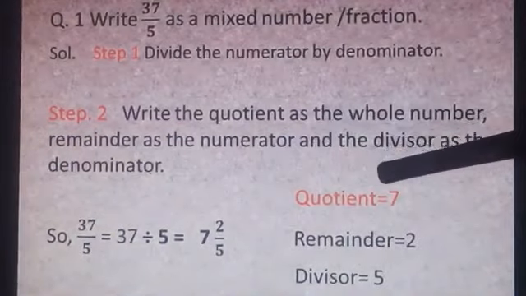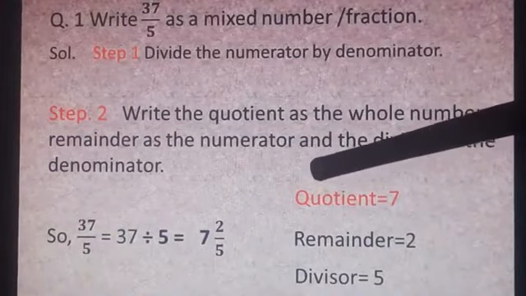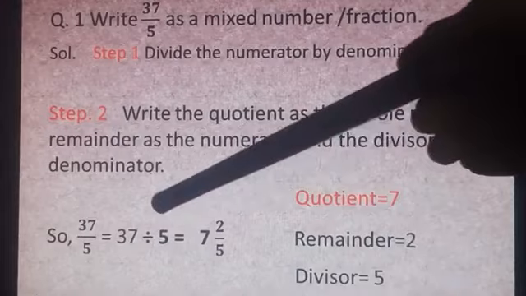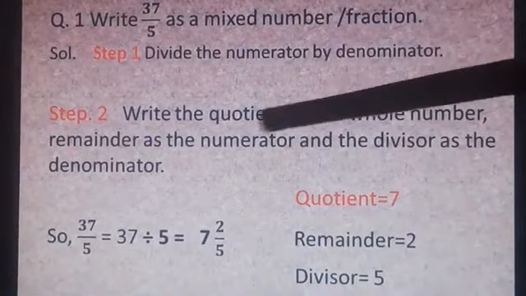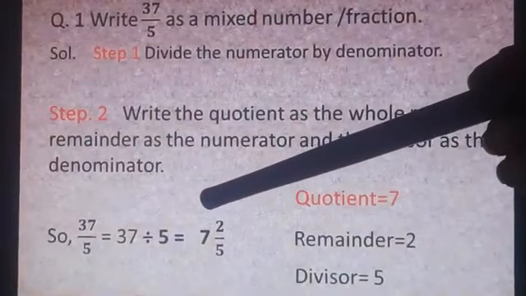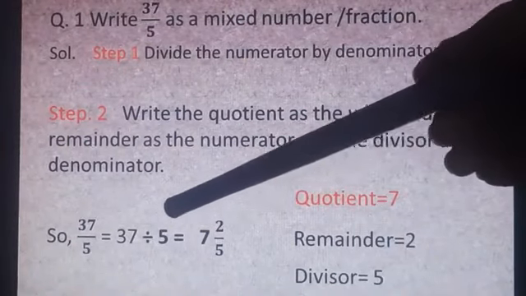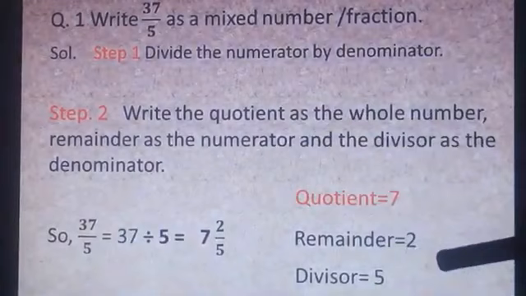You can do division also in rough column as we are doing in the previous questions. This division is very simple, so try to do it orally. So now the quotient is 7. The remainder will be 2. And the divisor is given here, 5.